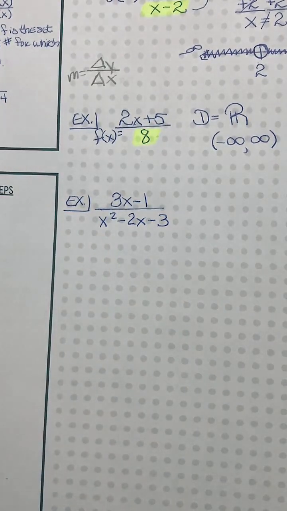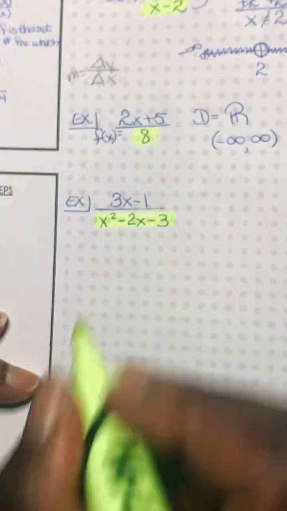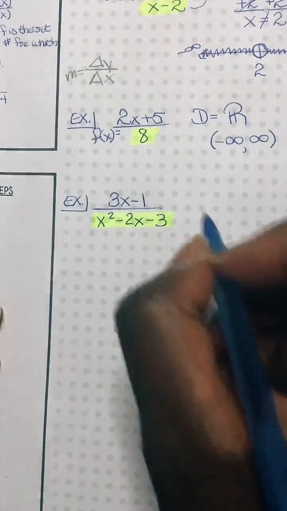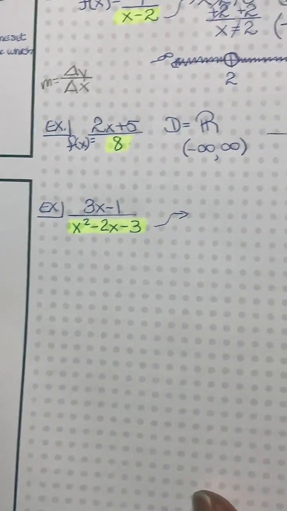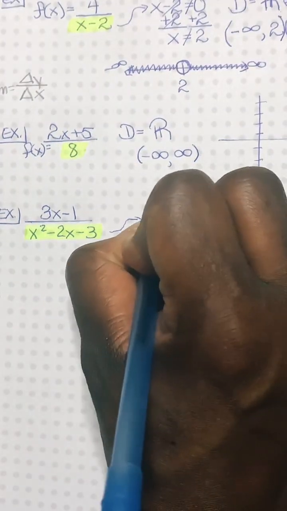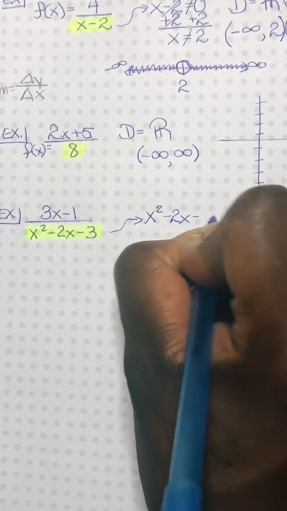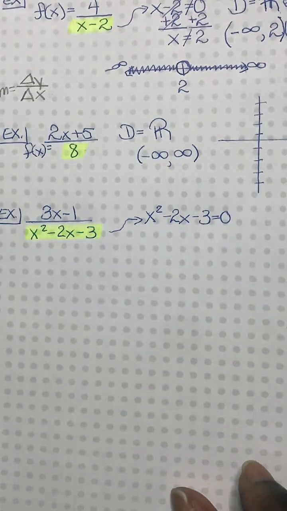know what the restrictions of my domain are. Okay, so I'm looking at the denominator. And I'm going to take this out here so we can play around with it. So we have x squared minus 2x minus 3 is equal to 0.